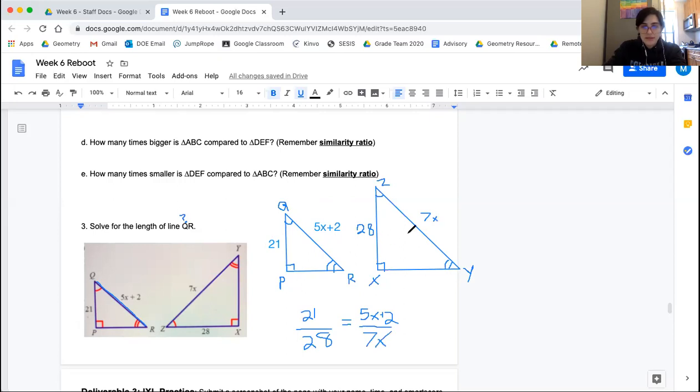This works because these sides correspond. These are both my hypotenuses over here, and these are both my left sides over here. I've got small on top, big on bottom. From here, I can cross multiply to solve for x. So set up an equation where you set 21 times 7x equals 5x plus 2 times 28. Make sure you follow PEMDAS. You'll be able to solve for x. Don't forget, you are asked to solve for the length of QR. So once you find x, you're going to need to make sure you solve for what the question asks you to solve for.